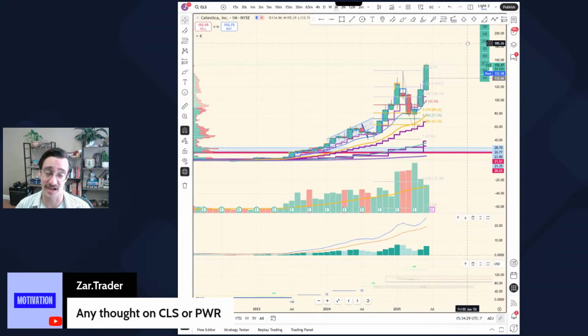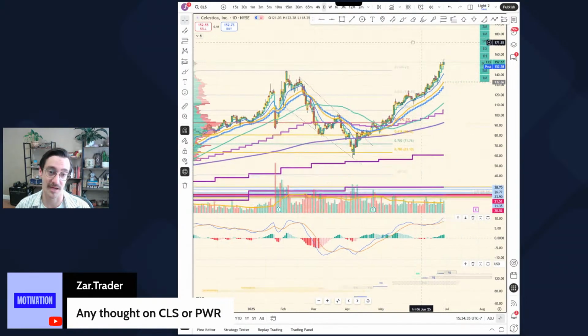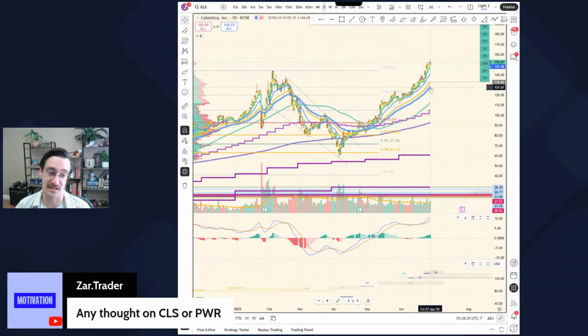Not a bad idea to have a small allocation of it just because it's basically Palantir, right? But sheesh, hard to buy here, right? If it gave a look back into previous highs or into this daily trigger, I'd be much more inclined to. But man, what a mover.